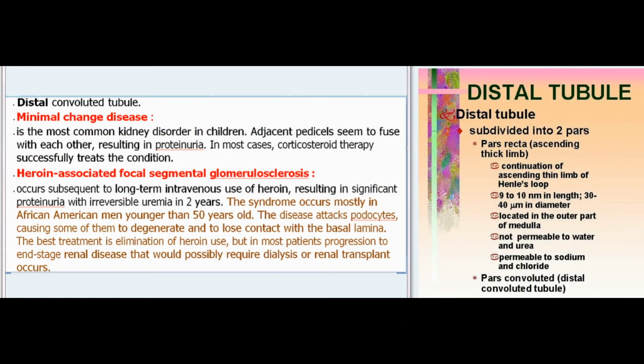Minimal change disease is the most common kidney disorder in children. Adjacent pedicels seem to fuse with each other, resulting in proteinuria. In most cases, corticosteroid therapy successfully treats the condition.